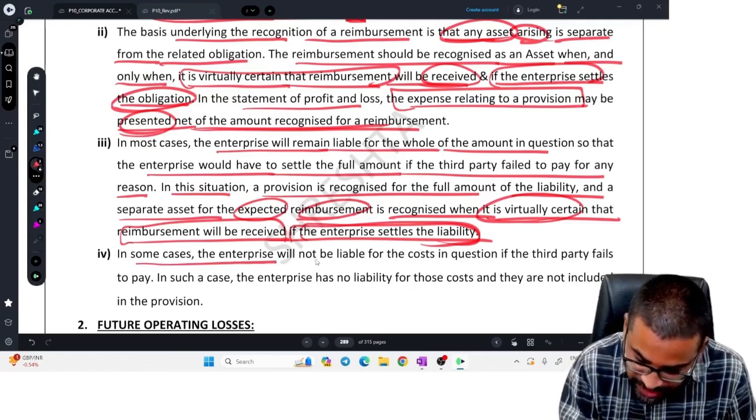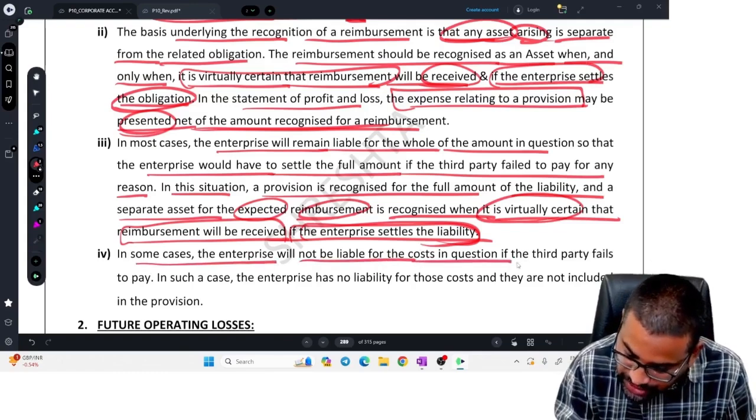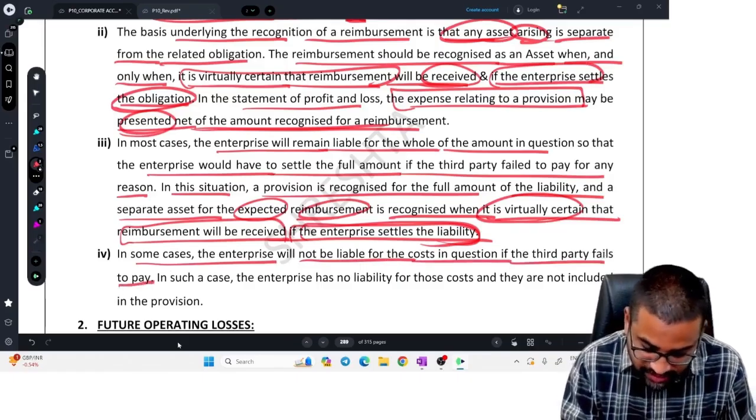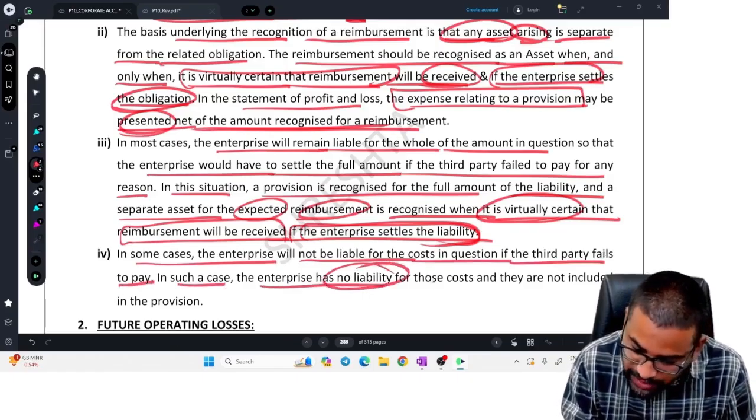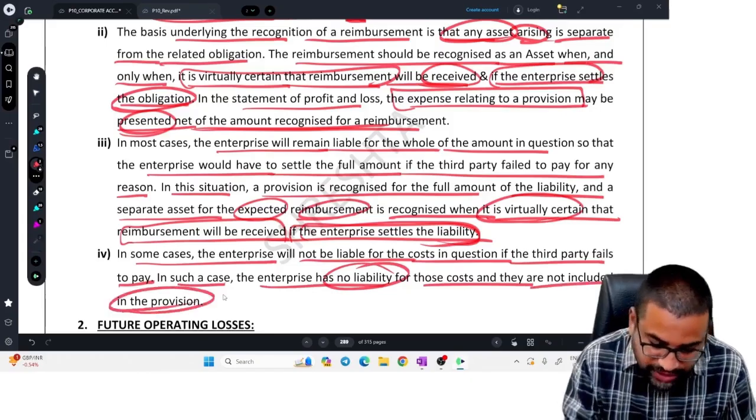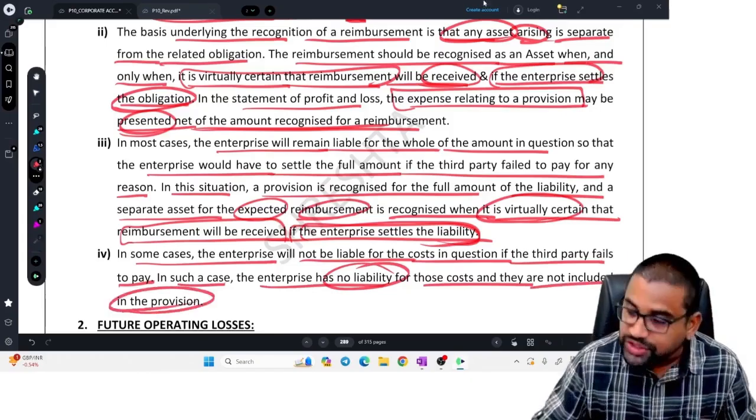In some cases, the enterprise will not be liable for the cost in question if the third party fails to pay. In such a case, the enterprise has no liability for those costs and they are not included in the provision. So this is called reimbursement.